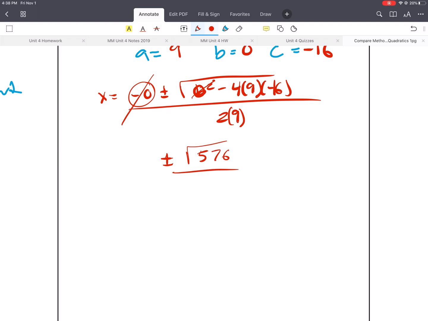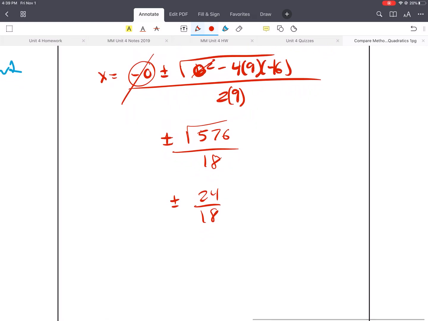576 over 18. I would try and see if it's a perfect square by putting the square root of 576 in your calculator. It ends up giving you plus or minus 24 over 18. If not, you would need to do a factor tree.